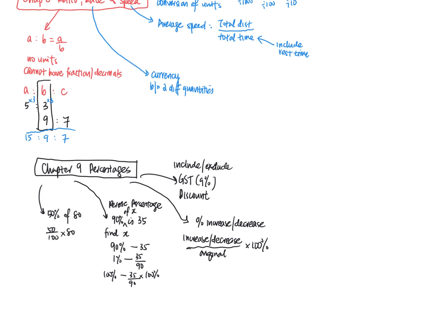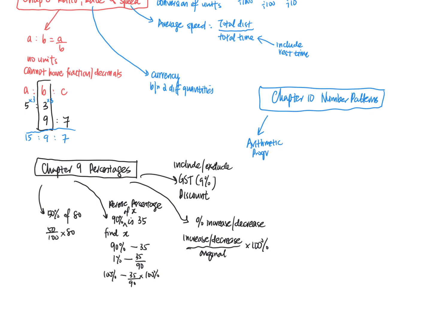Okay, then the next chapter is chapter 10, which is number patterns. So number patterns got 2 types particularly. One is arithmetic progression, which is always adding or subtracting the same number.